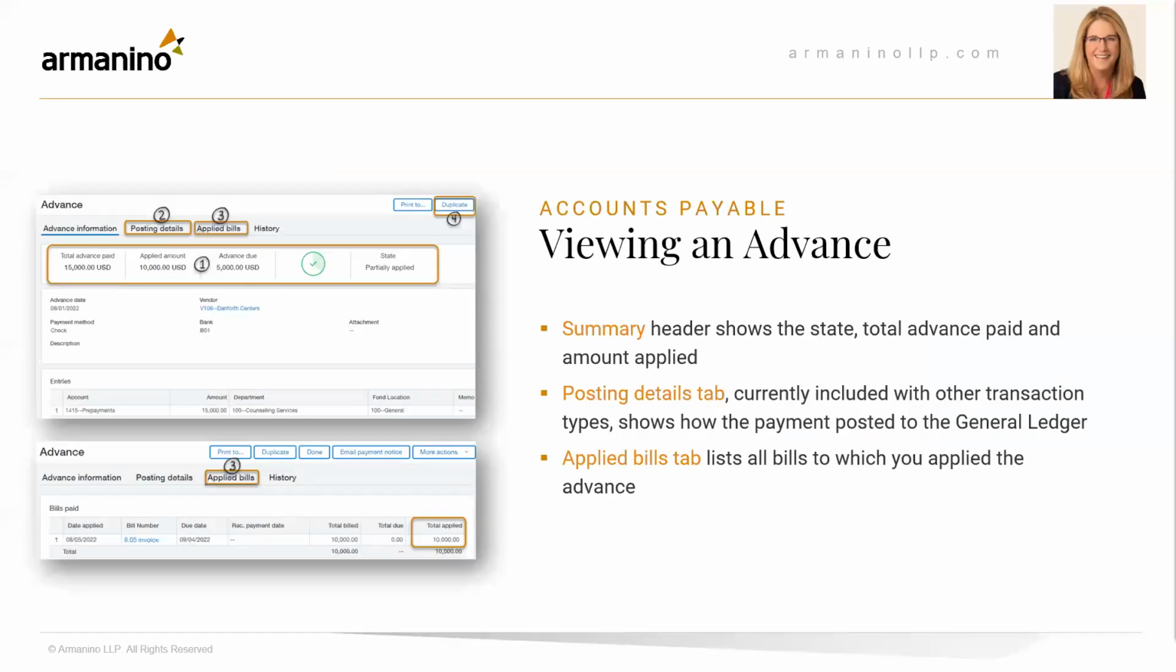When you're viewing advances, they have brought it up to the screens that you've seen on your bills and things like that. You now have a summary header that shows the state, the total advance paid, and the amount applied. They've also added the posting details tab, currently included with other transaction types. So it's on other screens, but it shows how the payment was posted to the general ledger. And then they've added an applied bills tab list so that you can see where they were applied.